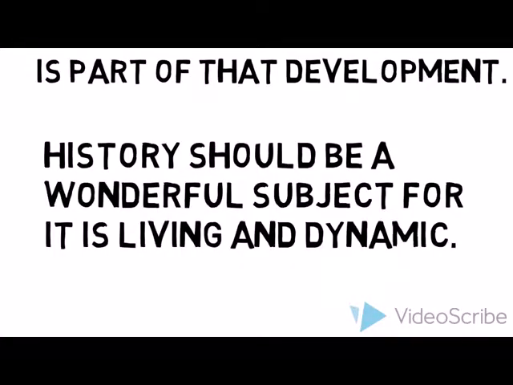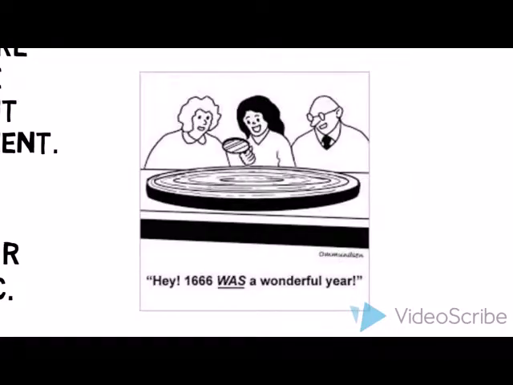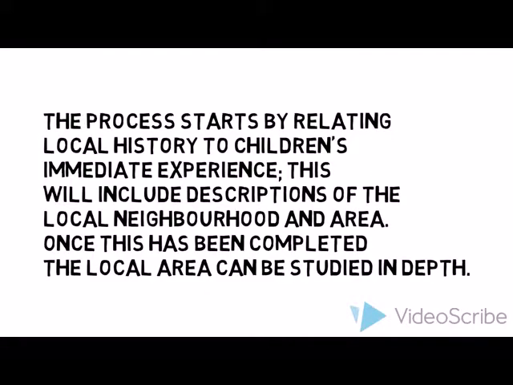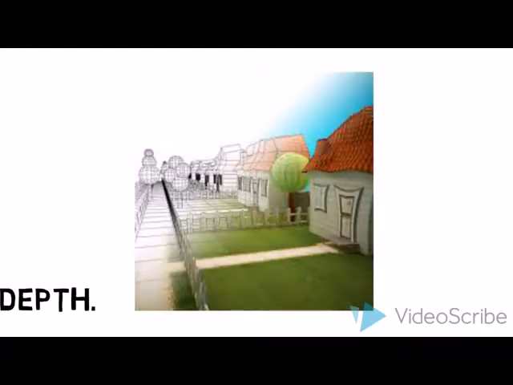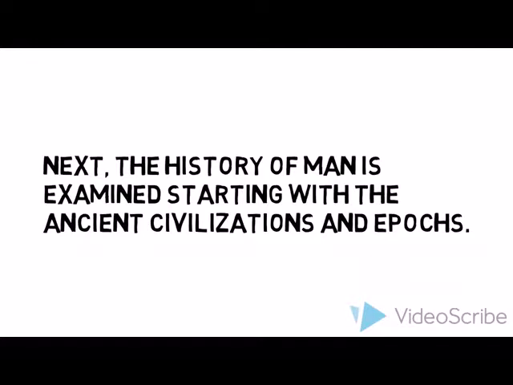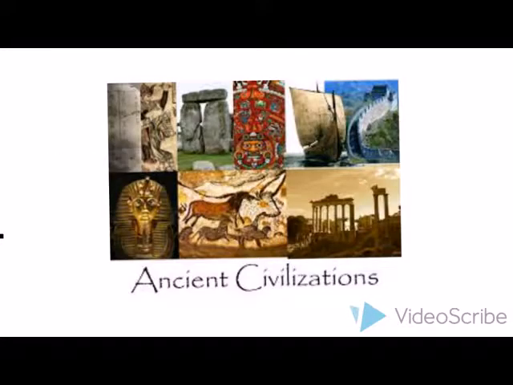History should be a wonderful subject, for it is living and dynamic. The process starts by relating local history to children's immediate experience. This will include descriptions of the local neighbourhood and area. Once this has been completed, the local area can be studied in depth. Next, the history of man is examined, starting with the ancient civilizations and epochs.